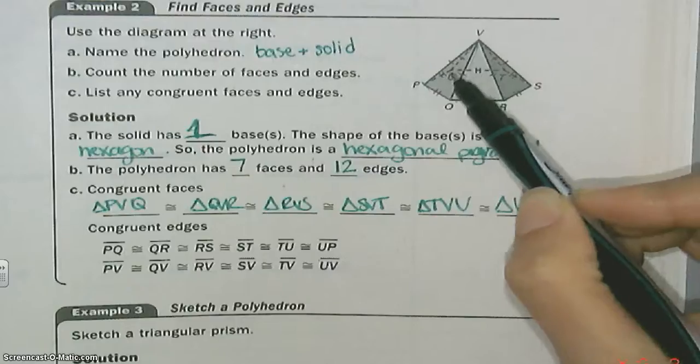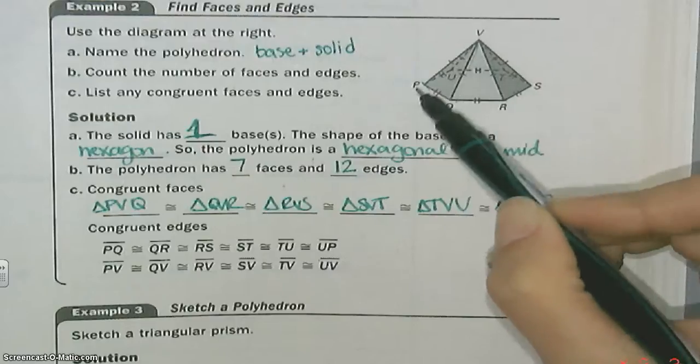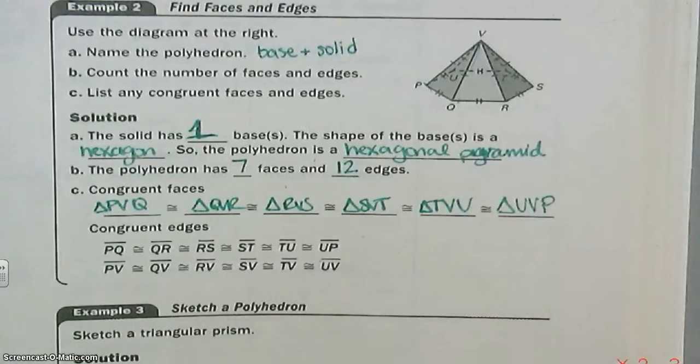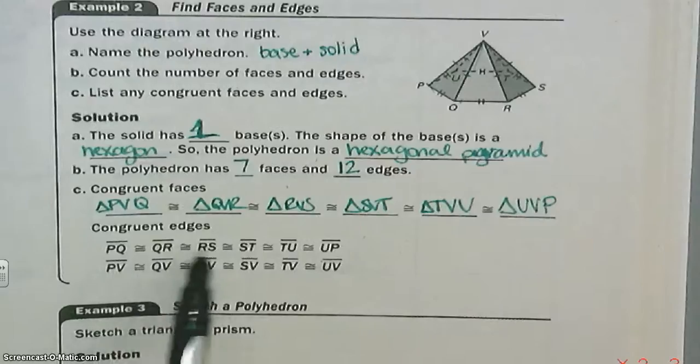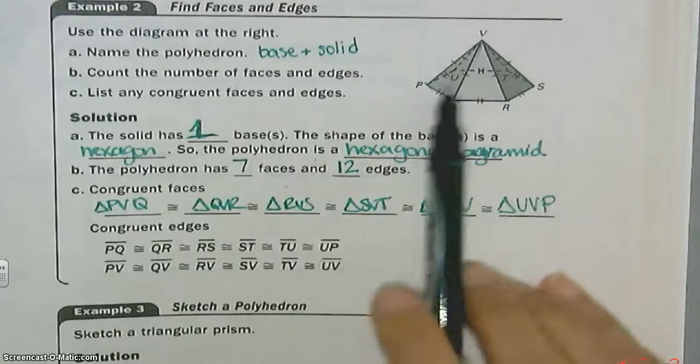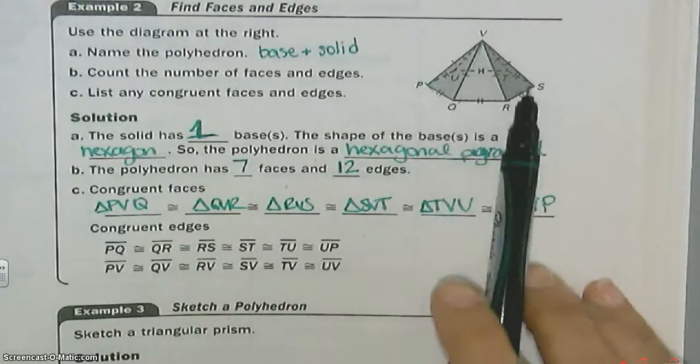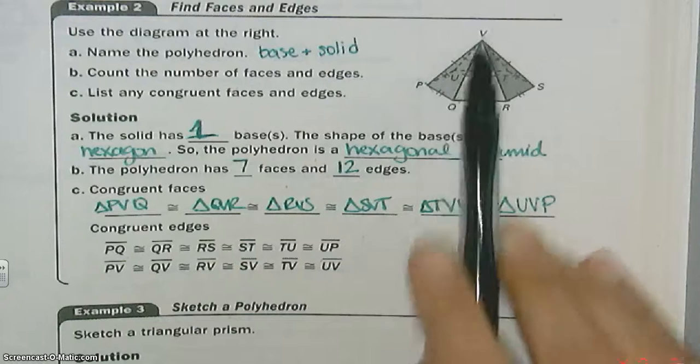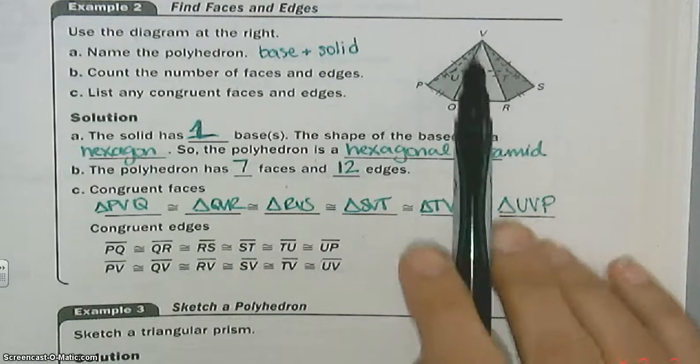TVU, and then UVP. All those faces are congruent. And then here they listed all the congruent edges. Notice the edges going on the bottom, PQ, QR, all of those are congruent. And then the edges going up are congruent.